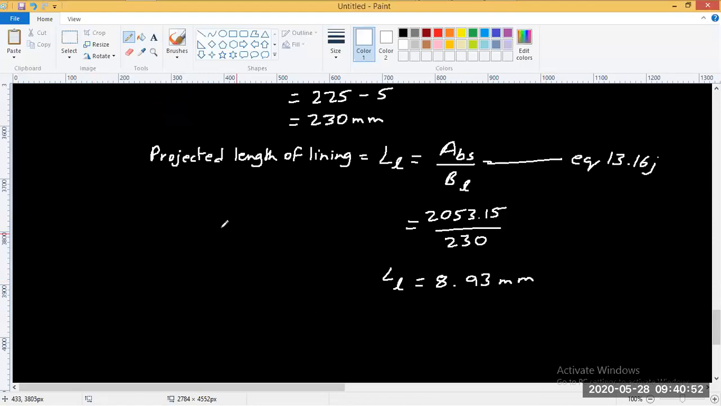So the shoe which is there like this, right? Let me just draw it for you. So projected length, you have the brake shoe which is mounted like this, right? So a curved surface like this. You have this area, the projected length of lining. If you just flatten this curve here, it looks something like this, and this length is what we're talking about. So flattening of this curve gives the projected length, which is 8.93 mm.